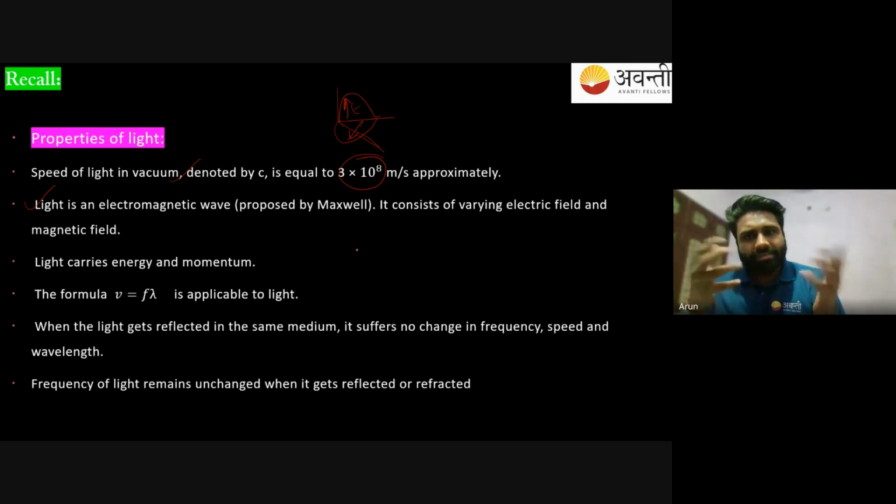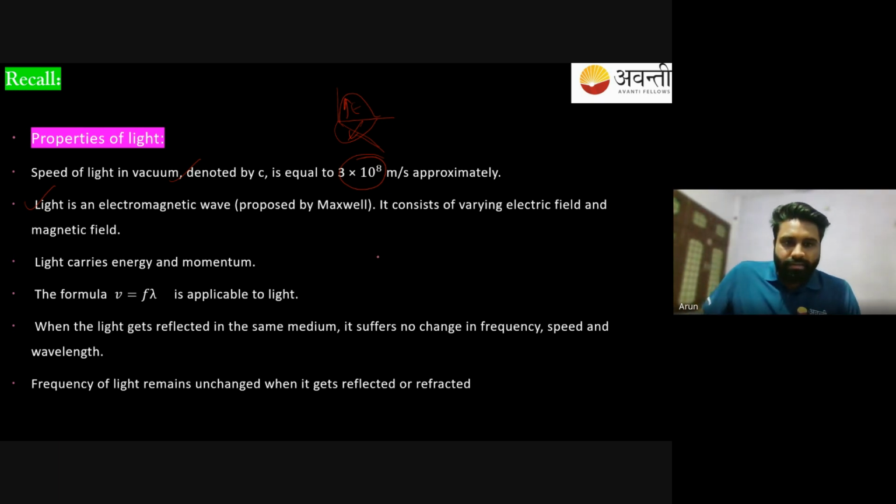But we do not generally have the perfect reflection. All we have is the diffuse reflection, I have told you. In that, speed will not change, but the other parameters like the intensity will change, because some of the energy carried by light goes to the medium also.